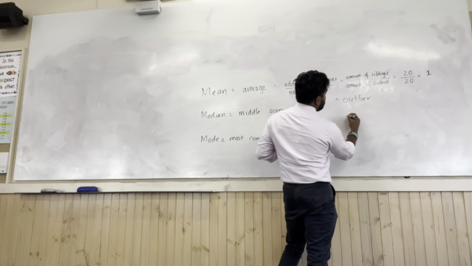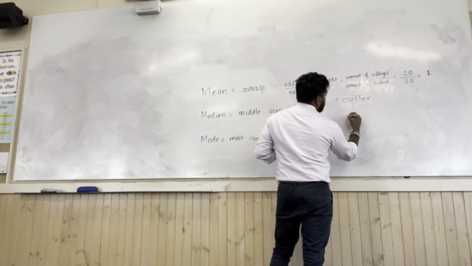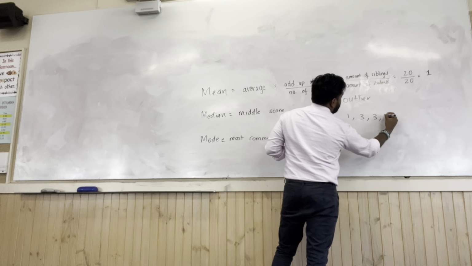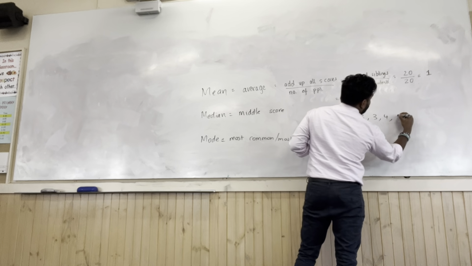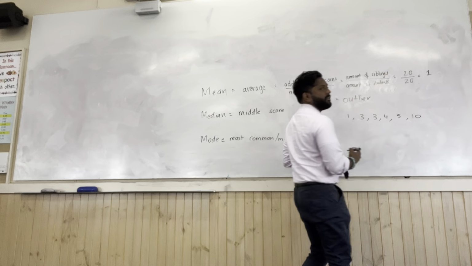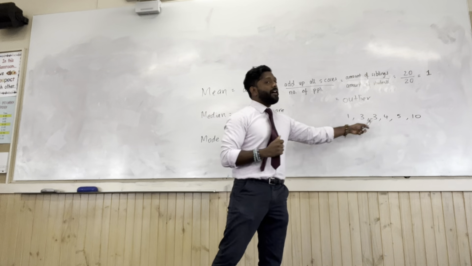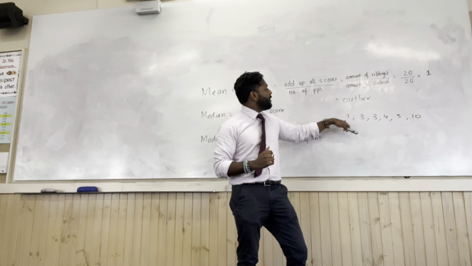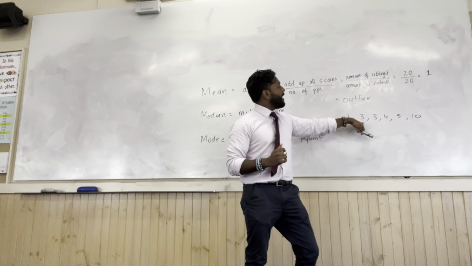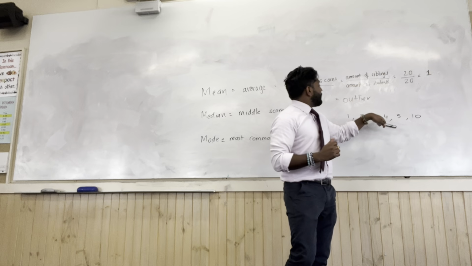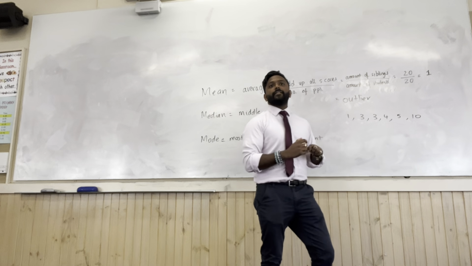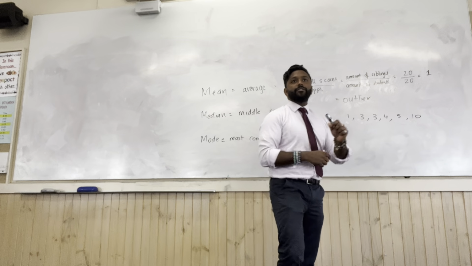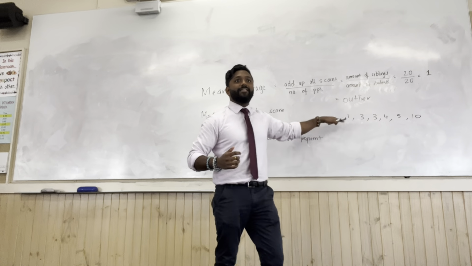So imagine, for example, in our data we had 1, 3, 4, 5, and then 10. Let's say that was the amount of siblings per person. So the first student had 1 sibling, second student had 3 siblings, third student had 3 siblings, and so forth. So what happens when you add them all up? What would that equal if you add up all these siblings?